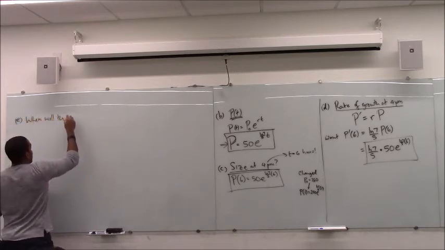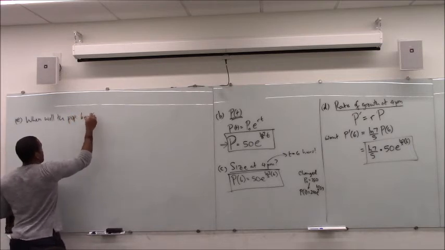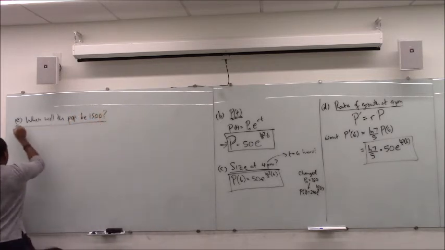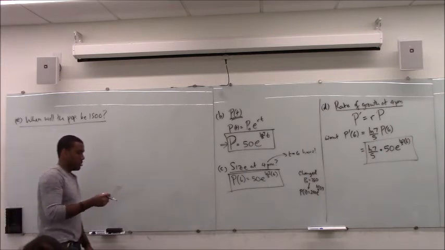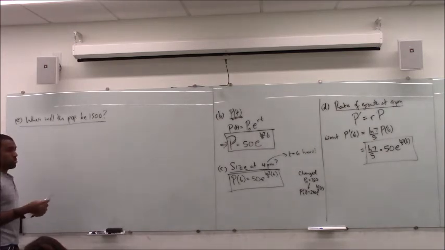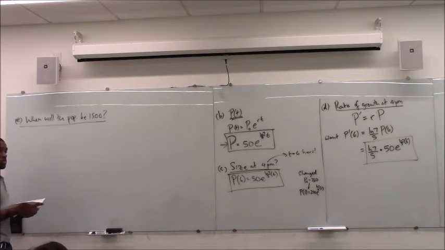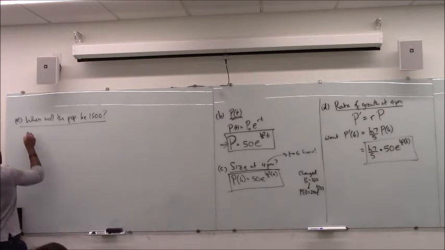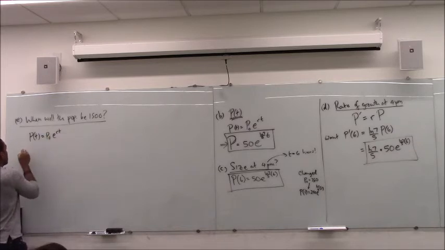When will the population be 1,500? So we started off with 50. How long before we get to 1,500? So use your P equals P naught e to the RT equation, and then you have 1,500 equals 50 e to the power of ln 7 over 5 t, and then you solve for t.